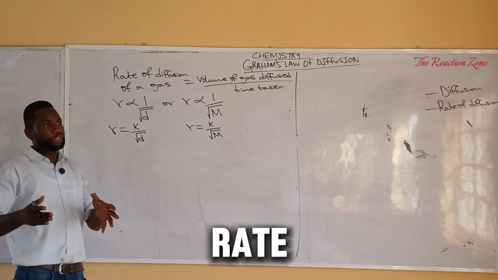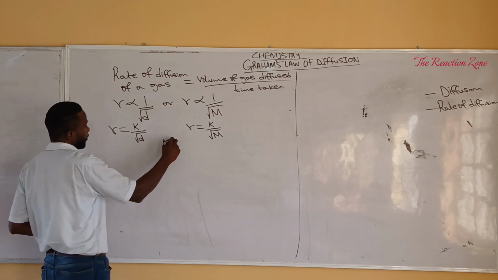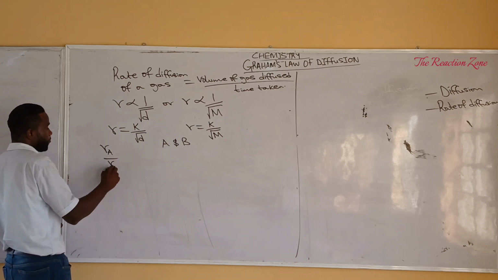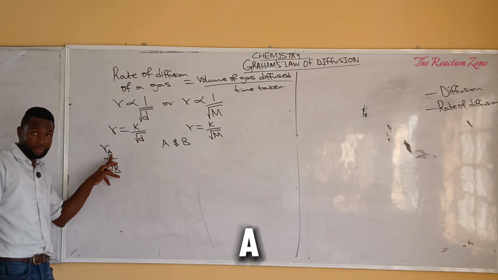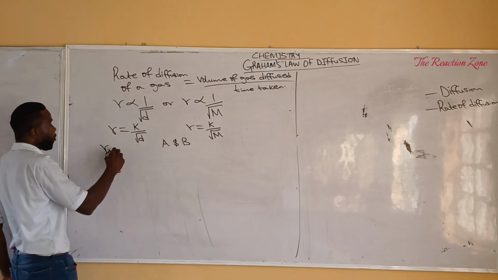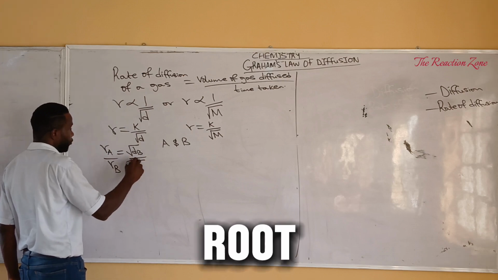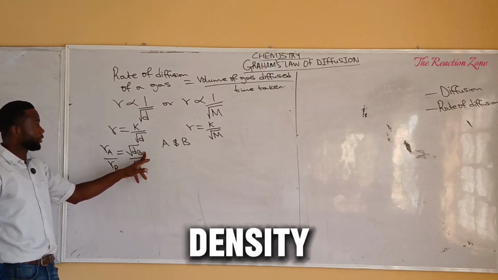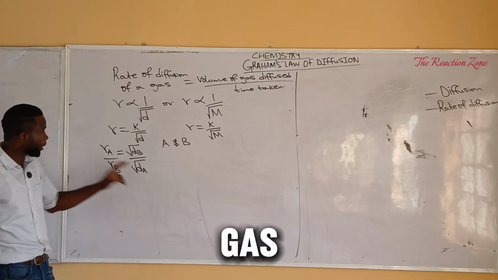We can also compare the rate of diffusion of two gases. If you have two gases A and B, and you want to compare their rate of diffusion, it means that RA over RB, where RA represents the rate of diffusion of gas A, and RB represents the rate of diffusion of gas B, will be equal to root dB over root dA, where dB represents the vapor density of gas B and dA represents the vapor density of gas A.